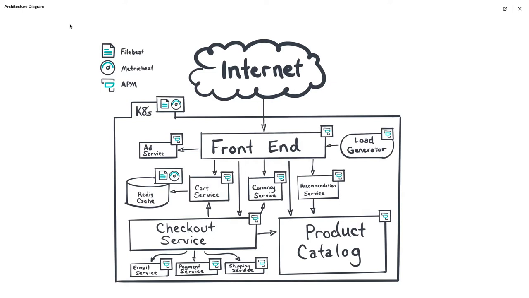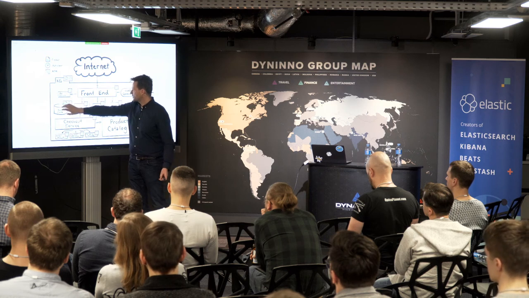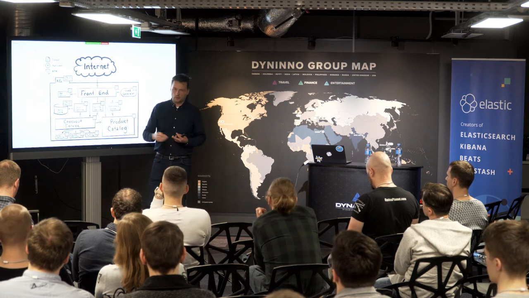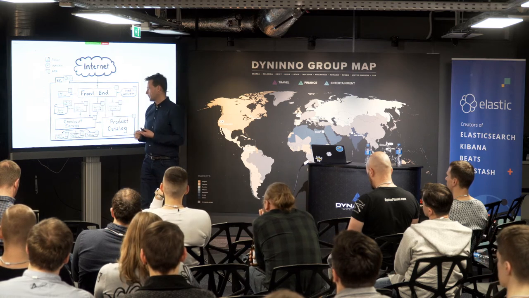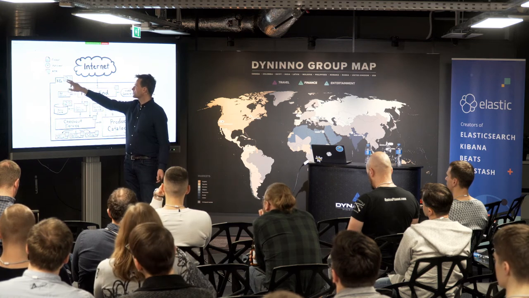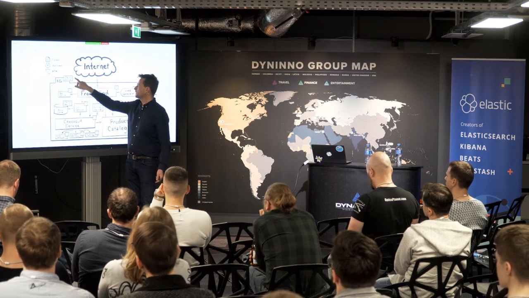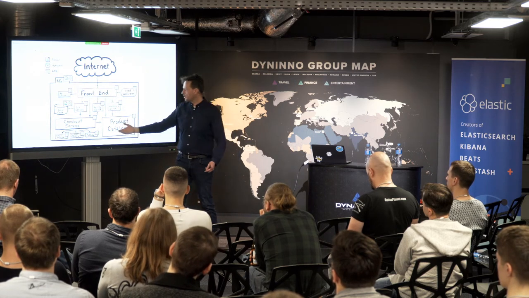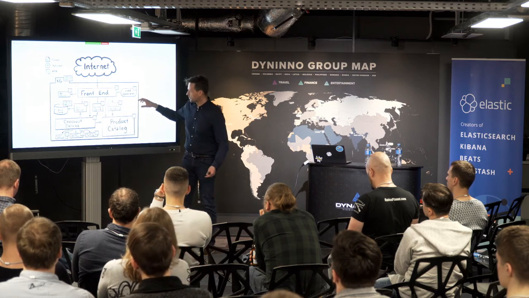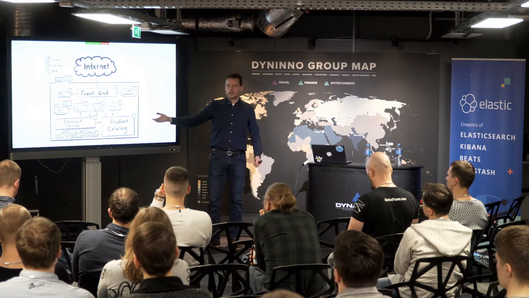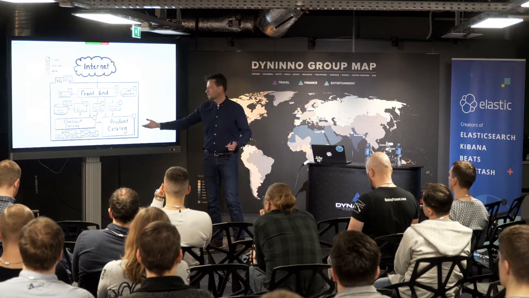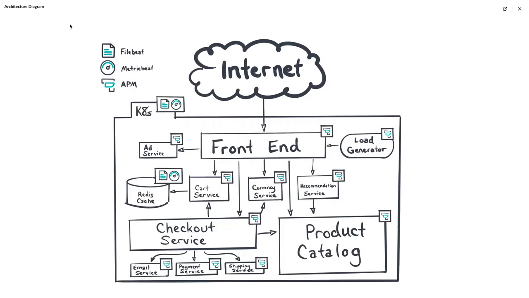We can see here the Redis cache that sits in the service is instrumented with Filebeat and Metricbeat, meaning we're looking at the logs and metrics from Redis. All across Kubernetes, we have Filebeat and Metricbeat sitting as a DaemonSet, so actually picking up all the logs coming off the different services automatically and adding metadata like container ID and so forth automatically.